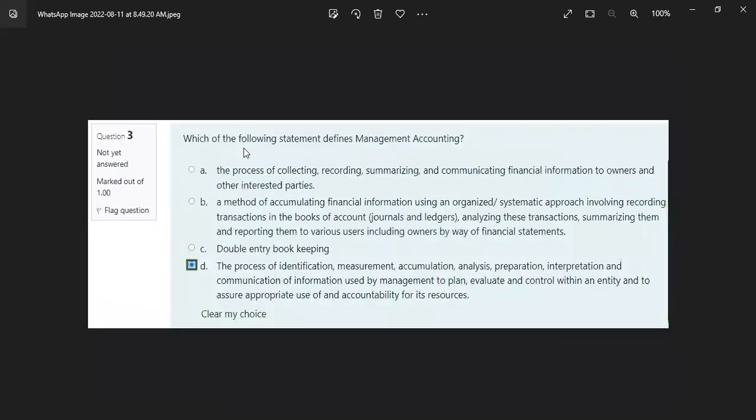Then which of the following statements best defines management accounting? So we defined it as a process of measurement, accumulation, analysis, presentation, communicating of information by management to plan, evaluate, control within an entity, appropriate use of accountability. So this is just a definition we are just reading from. So this is the definition of management accounting.